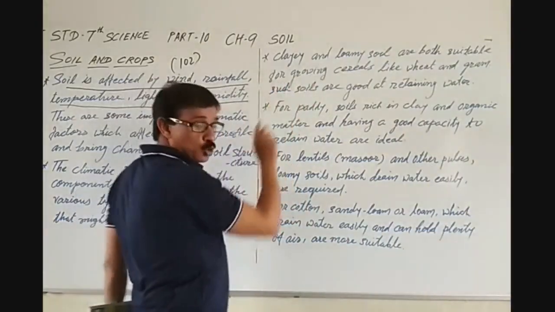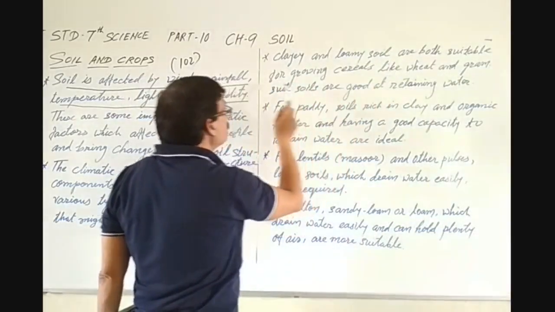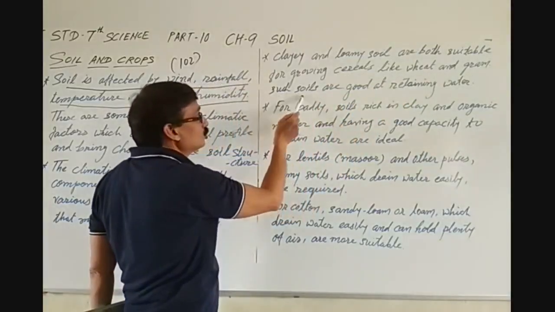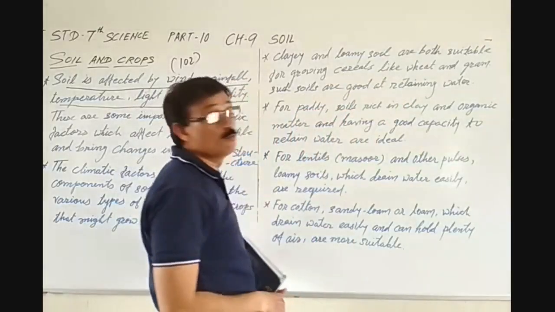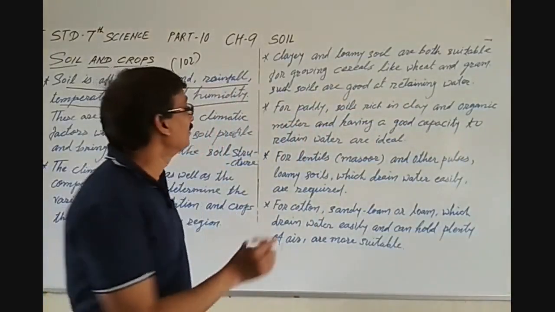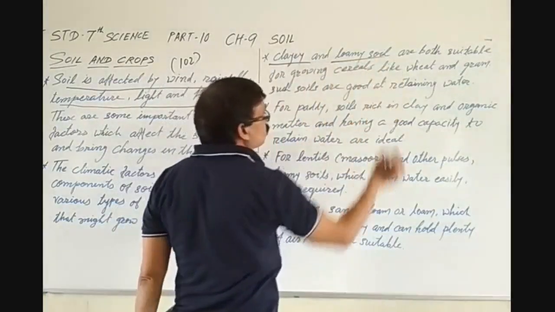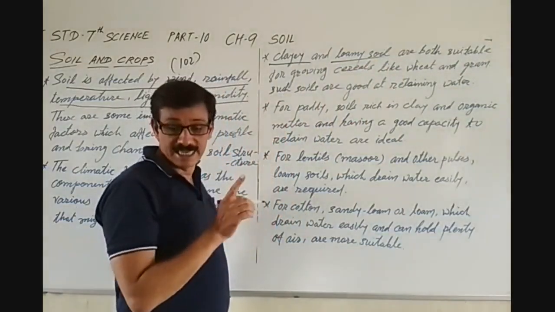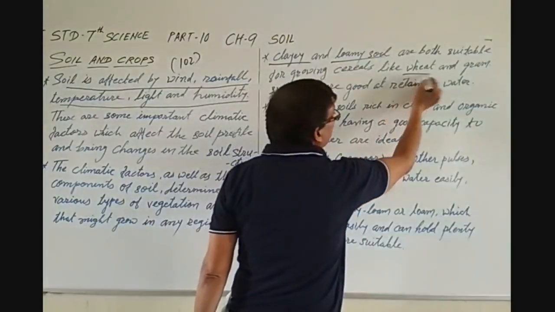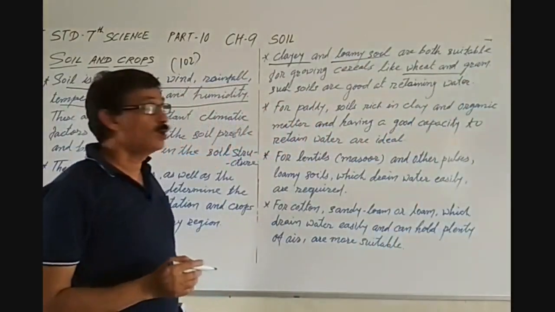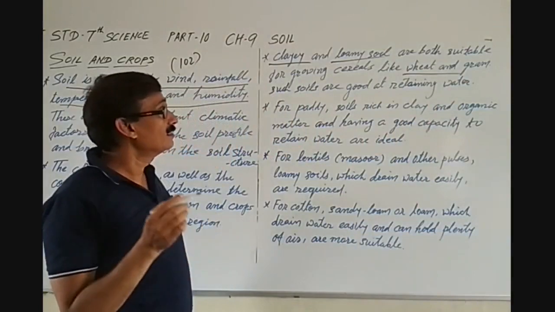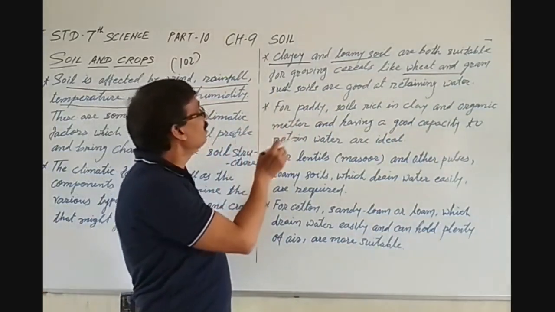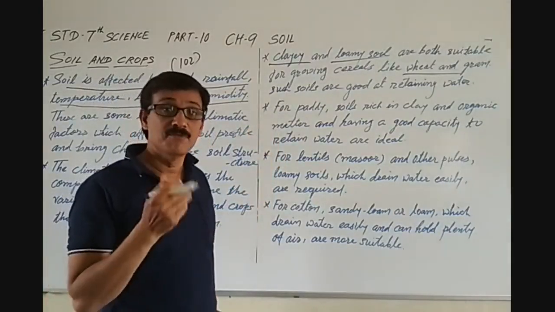Then, clay and loamy soil are both suitable for growing cereals like wheat and gram. Such soils are good at retaining water. Underline this. Clay and loamy soil both are suitable for growing cereals like wheat and gram. Such soils are good at retaining water. That is why they are suitable for growing cereals like wheat and gram.